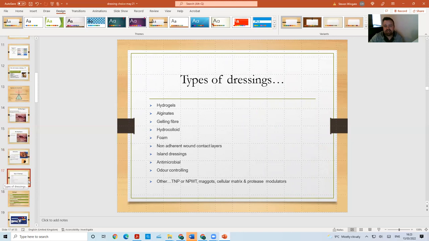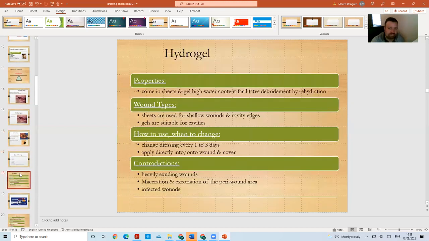So different dressings perform different things. We've got gel dressings and foam dressings and dry island dressings and absorption dressings and packing dressings. So it's about picking the right type of dressing for that person.